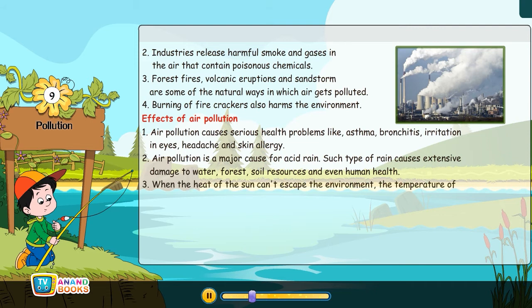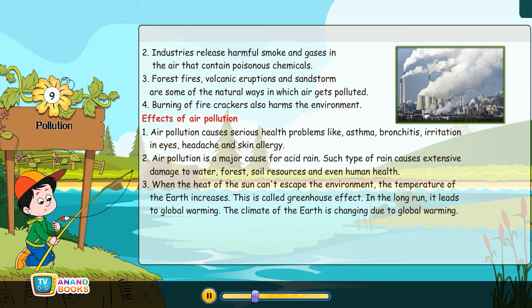When the heat of the sun can't escape the environment, the temperature of the earth increases. This is called greenhouse effect. In the long run, it leads to global warming. The climate of the earth is changing due to global warming.